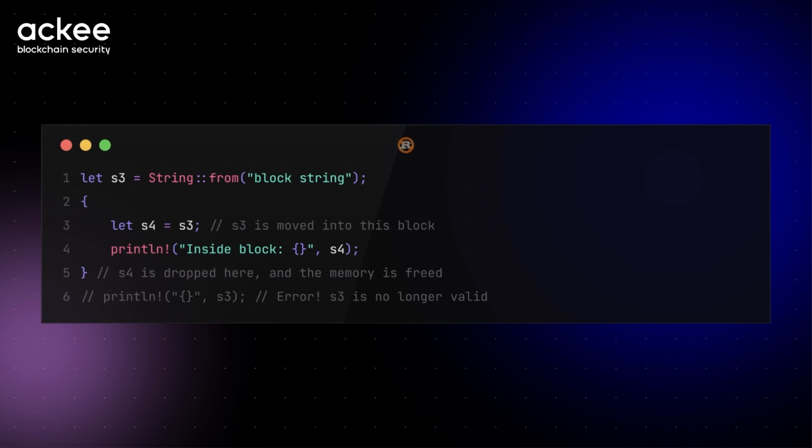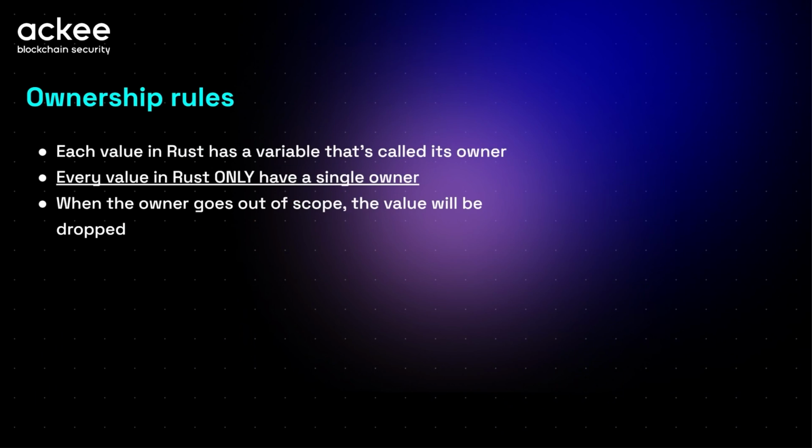That's because the S4 variable goes out of scope as the block ended, where the variable S4 is declared. When the block ends, that means we cannot access the variable outside of the block. On the last line, the 6th line, there is also the error suggestion. If you try to print the content of S3, you will receive an error as S3 is no longer valid, because, as I was saying on the previous slide, when the owner goes out of scope, the value is dropped.